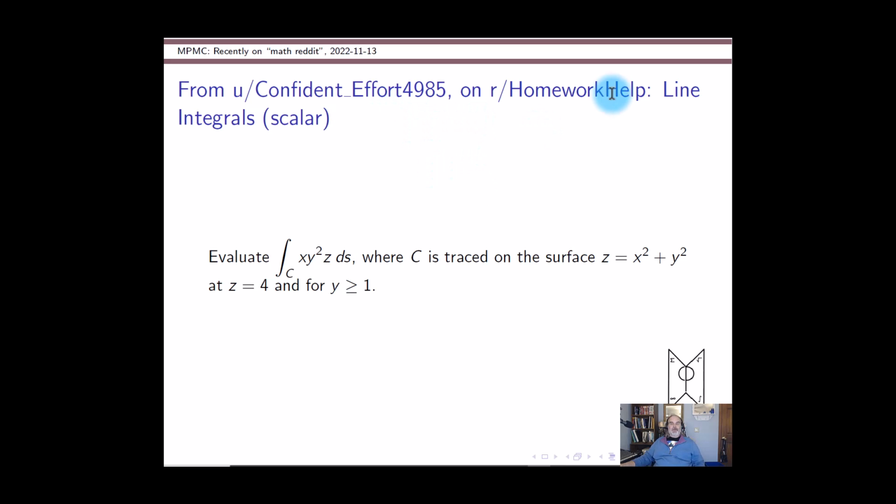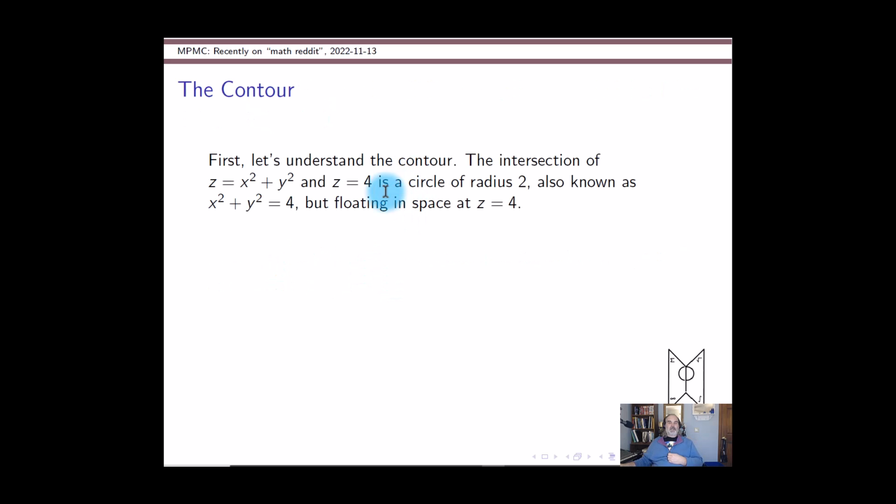So here comes example number one, multivariable calculus, a line integral with only scalar information, regular old scalar function, no vectors in sight. Okay, so we're going to evaluate the line integral, or the contour integral, of the function x y squared z on a contour which is floating in space up at z equals 4 and is the intersection of that plane with the garden variety paraboloid z equals x squared plus y squared, further with the restriction that we're only going to consider points whose y coordinates are greater than or equal to 1.